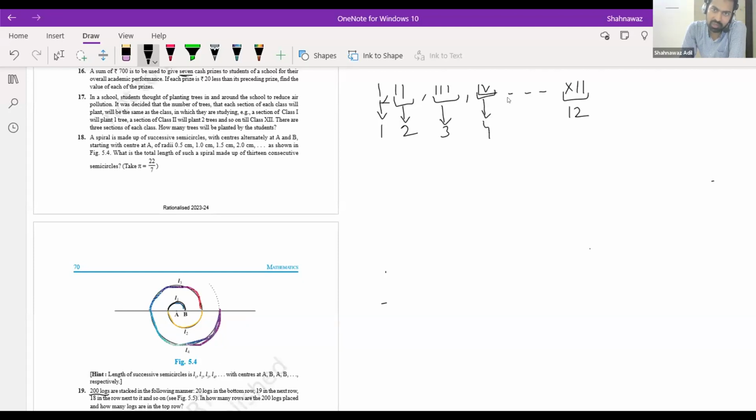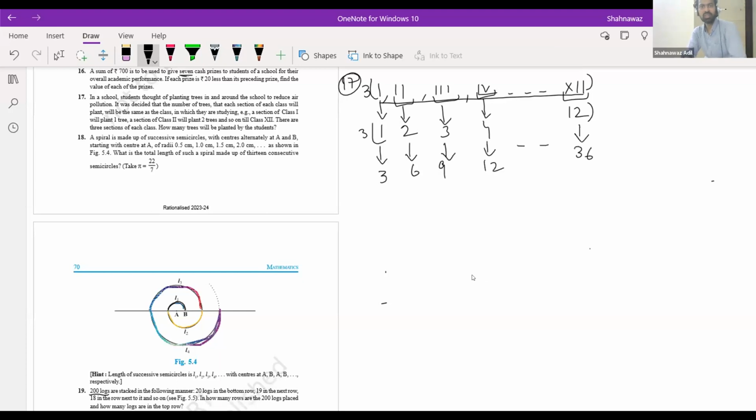So this is about the planting part. And then we have another condition: there are 3 sections of each class. So we have 3 sections, right? So then this would also be multiplied by 3. So class 1 will plant 3 trees. This will plant 6, this will plant 9, and this will plant 12, and class 12 will plant 36 trees. So is this part clear, guys?